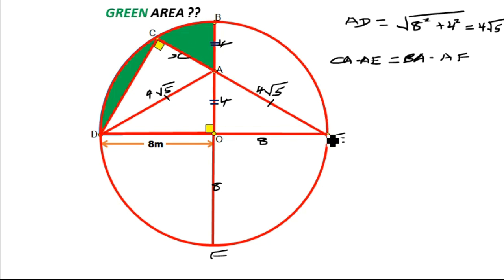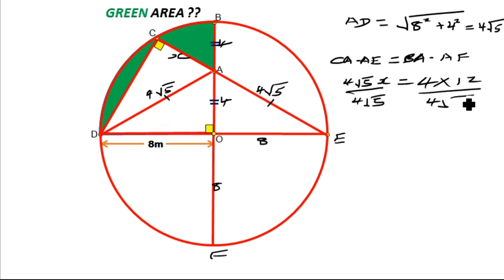The chord CE intersects with the chord BF. So we've said C to A is X, then A to E is 4 root 5. So X times 4 root 5, we have 4 root 5 X equals B to A, which is 4, times A to F, which is 4 plus 8. That is 12.